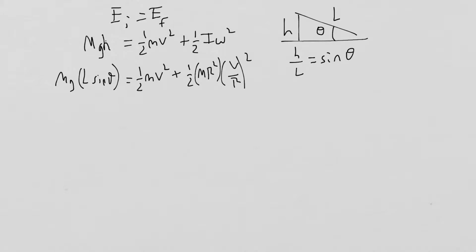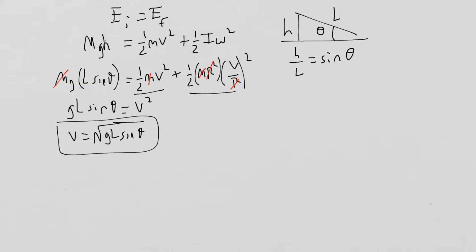Right? So, now we can cancel things. There's a mass in every term. We have an r squared and an r squared, so we can cancel those. We can clean this up a bit. Since we know we want to solve for v in the end anyway, let's leave that as is. So g L sine theta. We have a 1/2 v squared and another 1/2 v squared, which is just v squared. And so we can find v, once again, quite quickly.